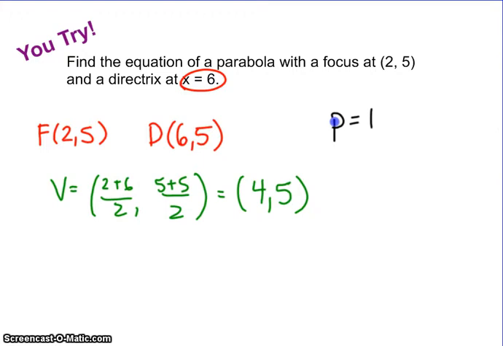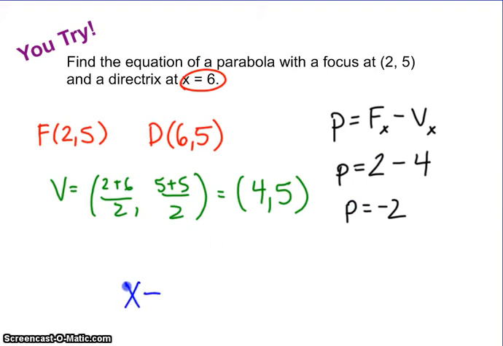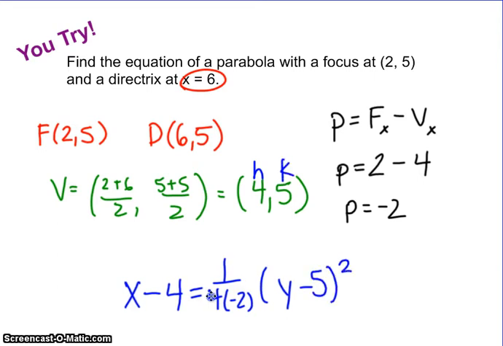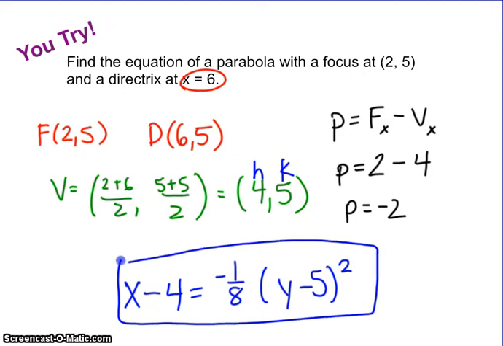Now to find the p value, we take the focus and subtract the vertex. So we're going to use the x values. If we used y, we would have gotten 0. So the x value of the focus is 2, the x value of the vertex is 4, so my p value is actually -2. Plug it into the formula, x minus h is equal to 1 over 4p times (y minus k) squared. Now 1 over 4 times -2 is 1 over -8, so -1/8. And that is the equation of the horizontal parabola.